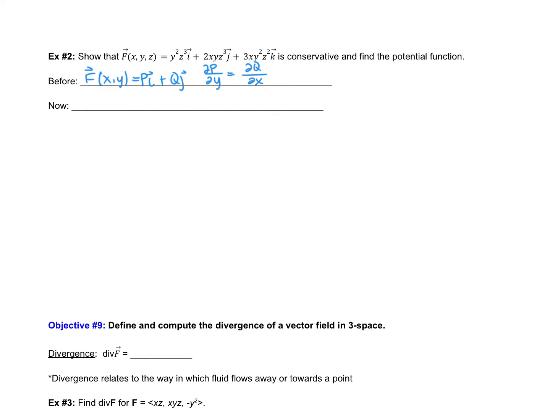We could jump in and just try to find the potential function. But now what we're going to do instead, since we have 3 space, is show that the curl of our vector field is the 0 vector. So that's what we're going to do. As a reminder, the curl of f is just going to be the gradient operator crossed with f.